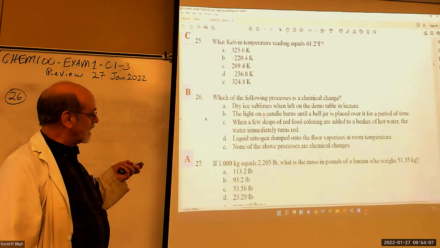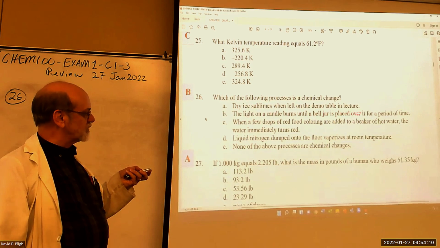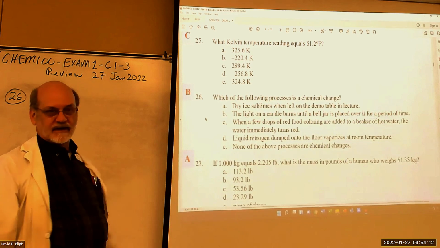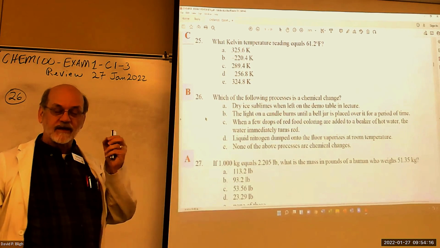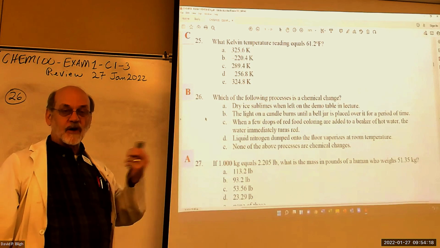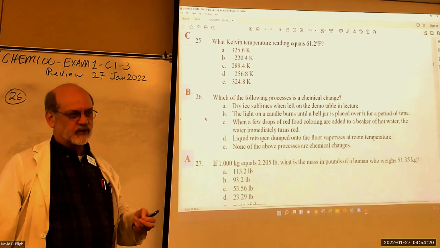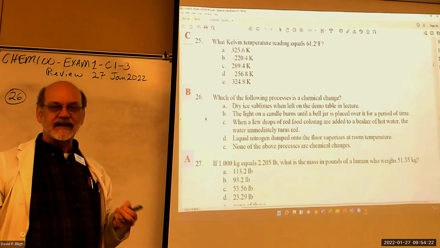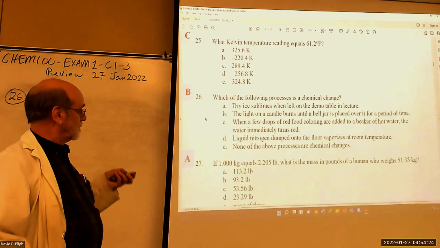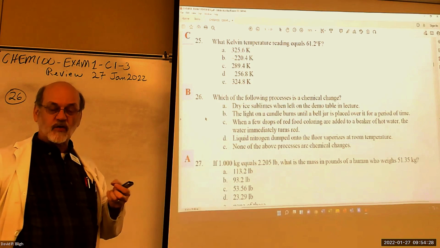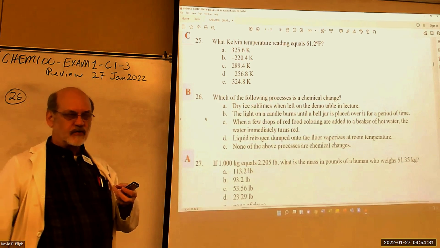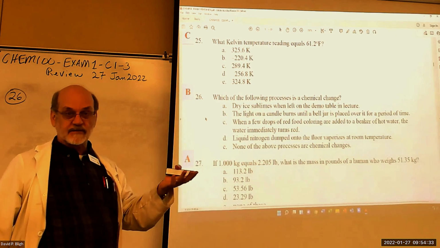The light on a candle burns until a bell jar is placed over it for a period of time. Yep. That candle is burning. It's converting paraffin into carbon dioxide and water and a good bit of soot too. It's an incomplete combustion. So this is a chemical change. Right? You're going from paraffin to different substances, gases.